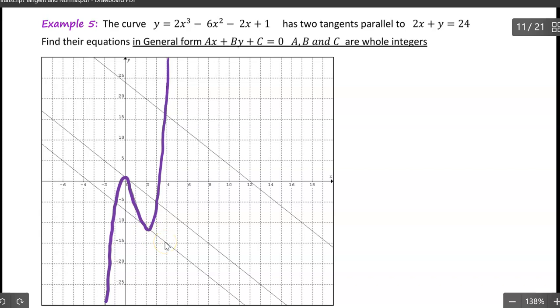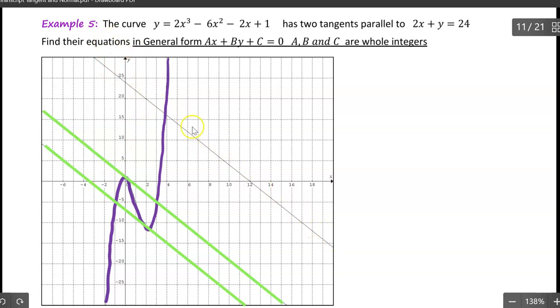So let me trace these two tangent lines for everyone. Okay, so it should be like this, and it should be this one as well. And the question indicates this to us. The question said that these two tangent lines are parallel to this line.